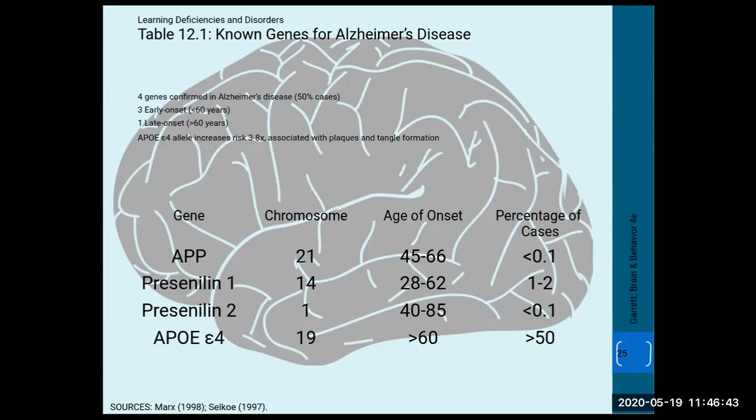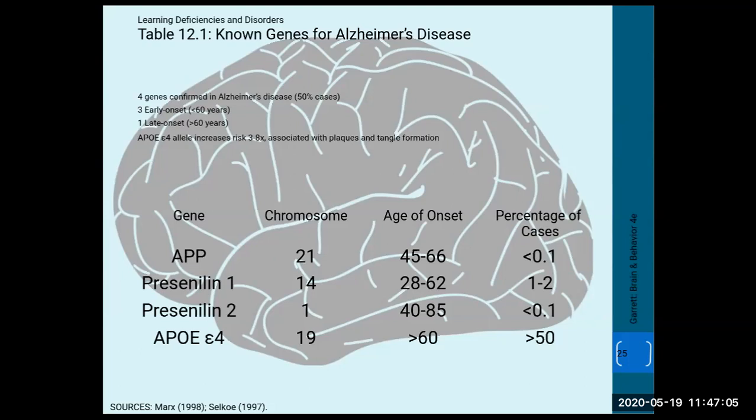We also have two versions of a gene called presenilin, presenilin 1 and presenilin 2. One is in chromosome 14, the other is in chromosome 1. Presenilin 1 shows a really early age of onset, 28 to 62, but again, a very small percentage of people. Presenilin 2, again, 40 to 85, also less than 0.1% of cases.